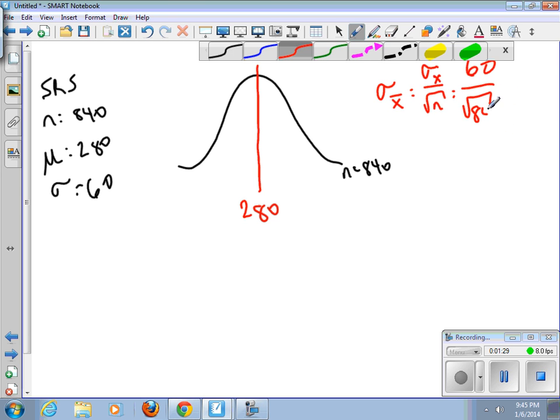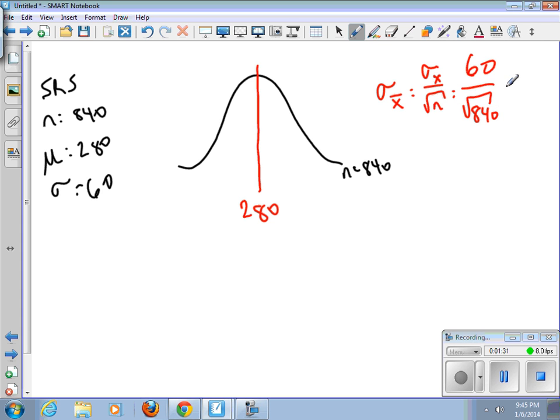So in this case, that's 60 over the square root of 840, and that works out, if you do the math, to be about 2.0702. So I'll write 2.07. So there's the center, shape, and spread of the sampling distribution.